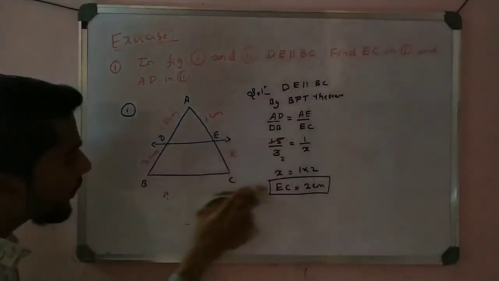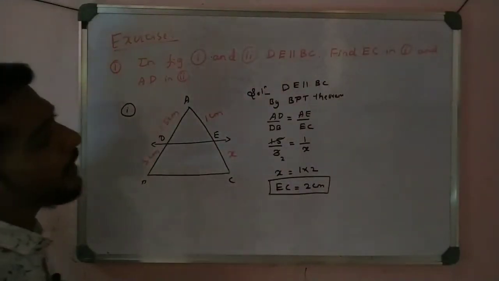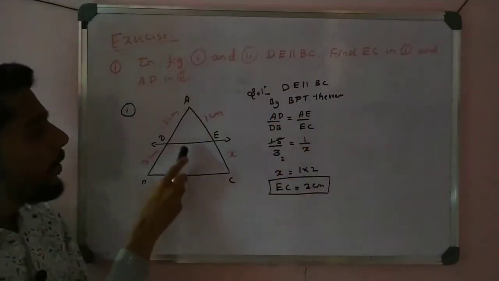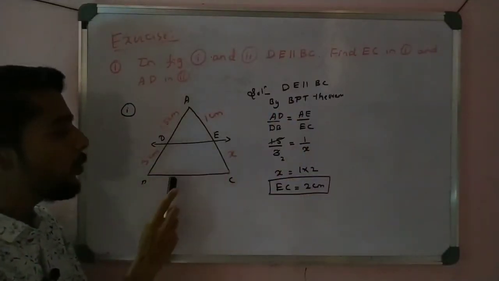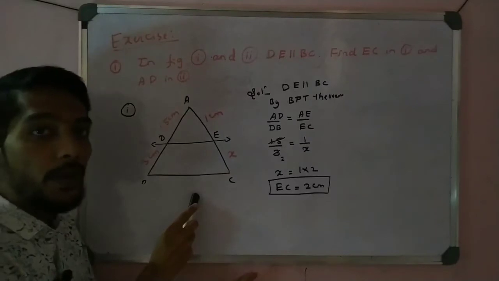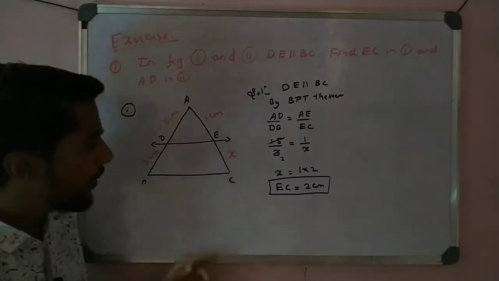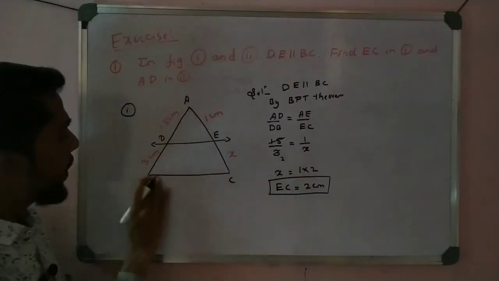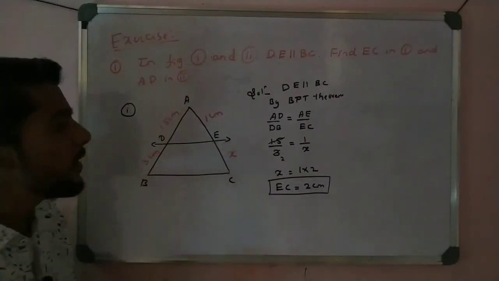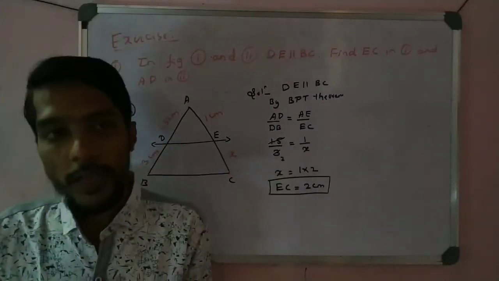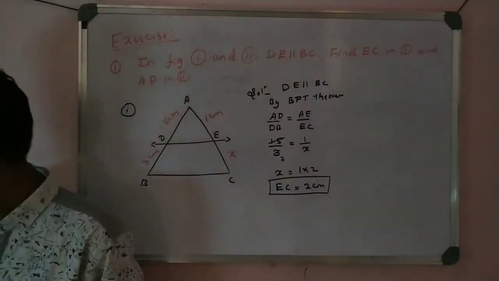Okay, it is simple. So what we have done here? Simply we apply the BPT theorem. Why? Because DE is given parallel to BC. When the line drawn is parallel to BC, we apply the BPT theorem. Okay, please write down this one.